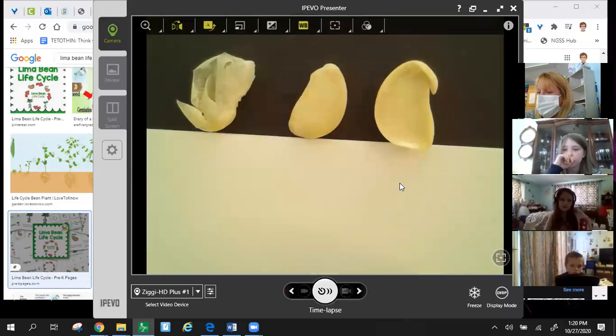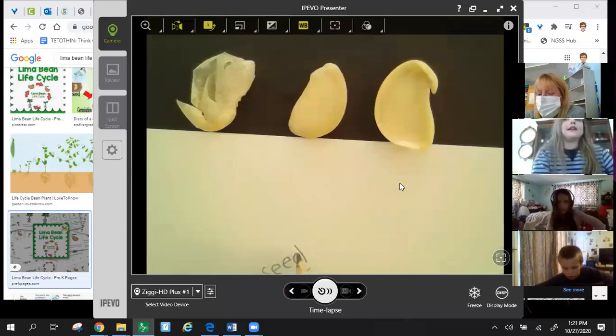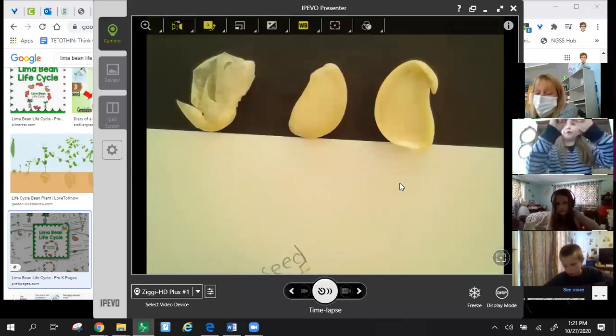Okay, here is your embryo. Here's the food right here. Oh, I see a lot of people who are not looking at the board. And here is my seed coat. Mine's kind of wrinkly.